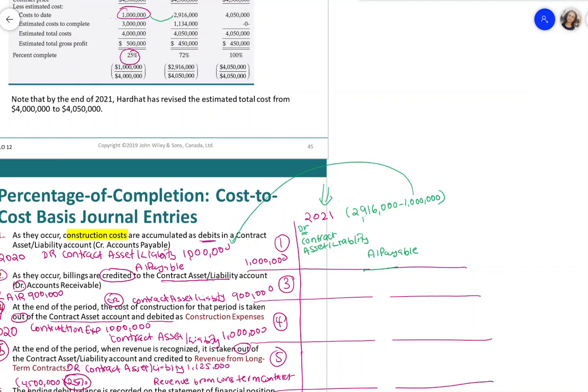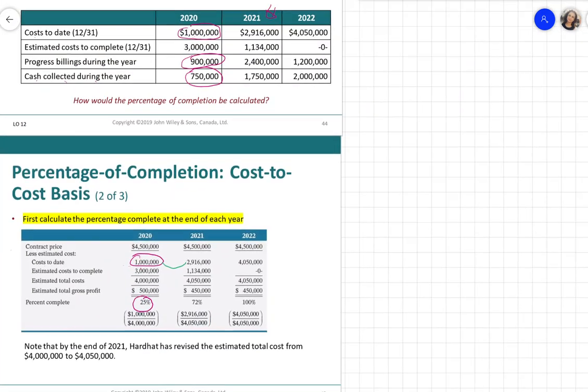So now what we can only record is the difference between the both, and that we're going to recognize in the second year. So that's what we're going to do. When we're going forward, they're saying as they occur, the billing, now we have to bill it. So the billing will be given to us in the question. When you bill it, you debit the accounts receivable and credit your contract asset/liability account, and then how much that is going to be will be given to us every year.